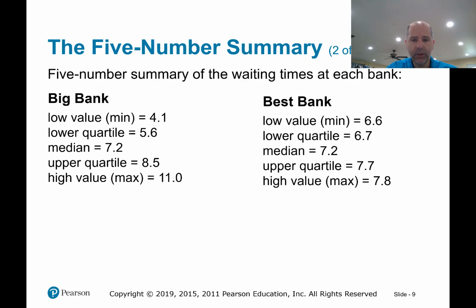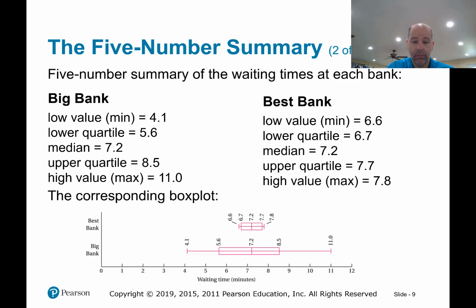Okay. So now, with our 5-number summaries, now we can construct a box plot for each bank. So let's do that. So now this is a side-by-side box plot, or parallel box plot graph, right? So the bottom box plot represents big bank. The top box plot represents best bank. And you can obviously see how spread out the bottom box plot is. So you can definitely see that the variation of waiting times is higher with the big bank versus best bank.